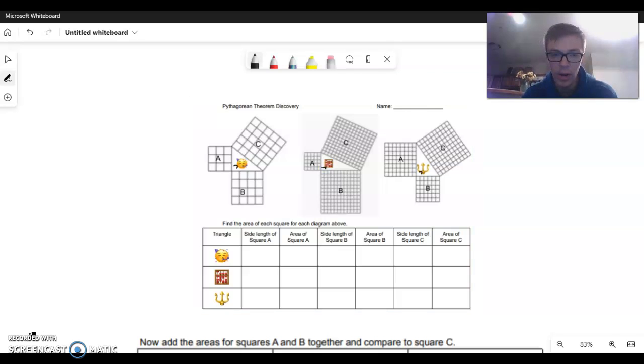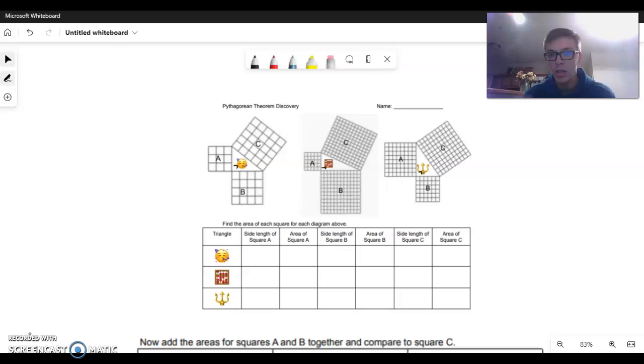Now I have all these represented by different emojis and words, and they line up. What I want you to do is find how many tiles, so how many square lengths, are each of those squares. So for the party emoji, I want you to figure out how long that side length is, and then find the area of the square.